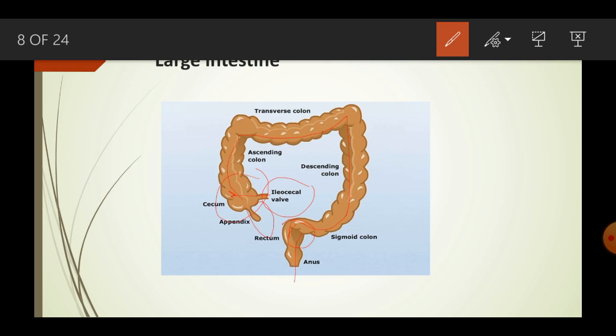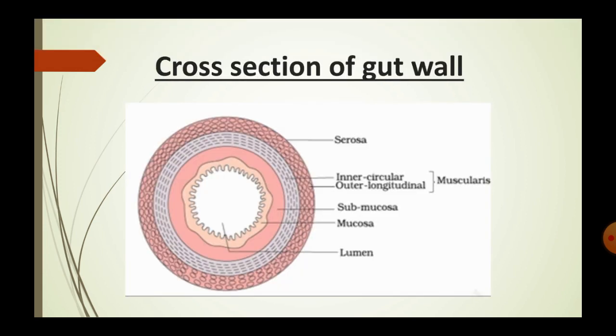The anus has 2 sphincters, the internal anal sphincter and the external anal sphincter. The internal anal sphincter is involuntary, that is, we cannot control the movements of the internal anal sphincter, whereas the external anal sphincter is voluntary. Thus, we can control our urge to defecate when the time comes. So, moving on, the cross section of the gut wall.